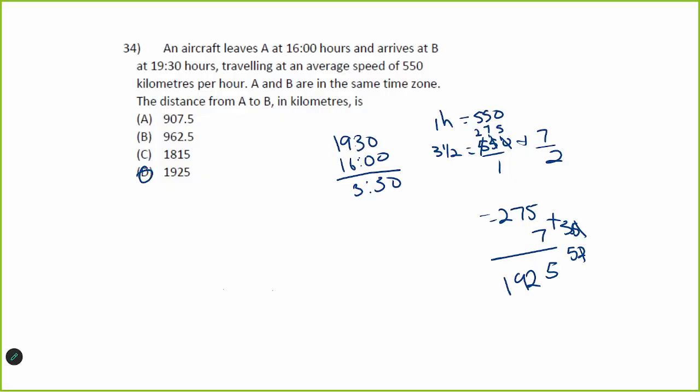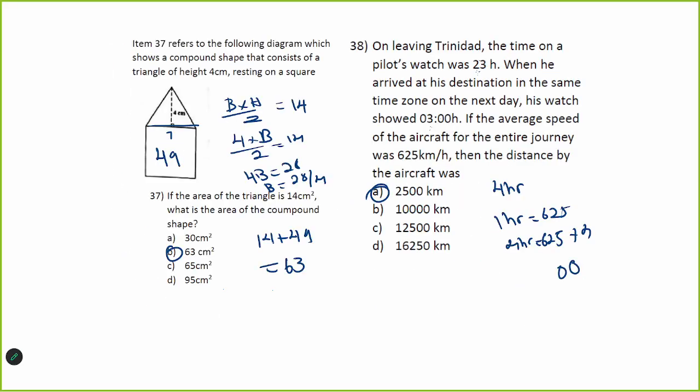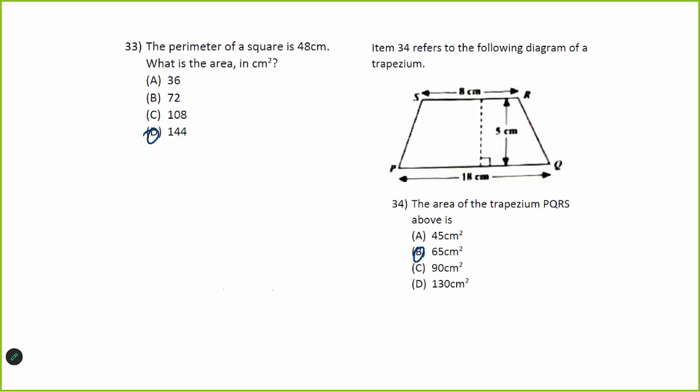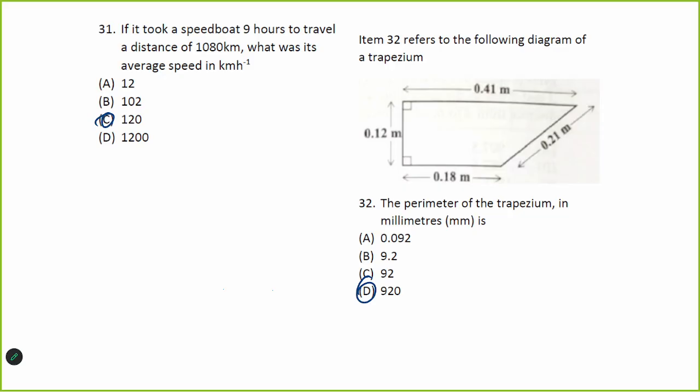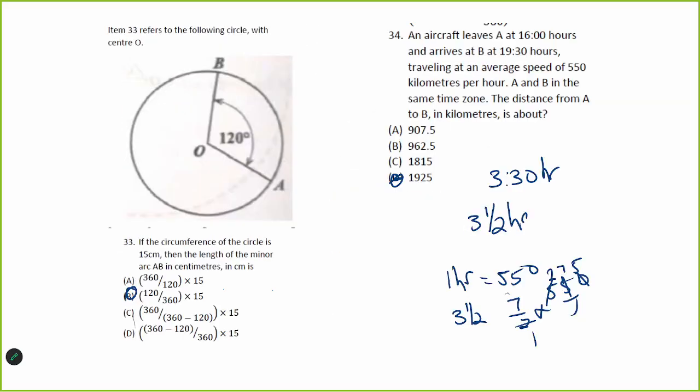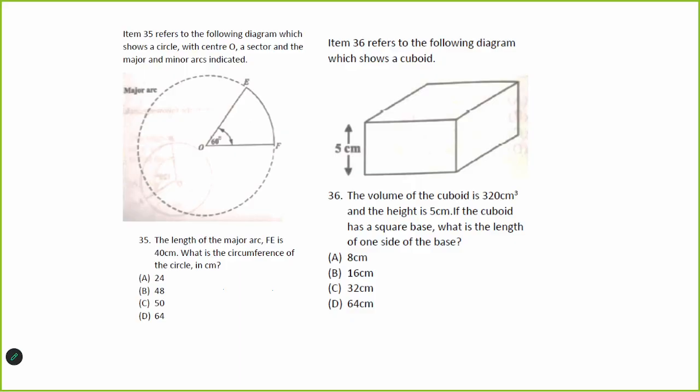Yeah, look here. Right? We took 7 over 2 and multiplied by 550, and when you multiply it, you'll get 1,925. So we did do it. Okay. We did do this question as well.